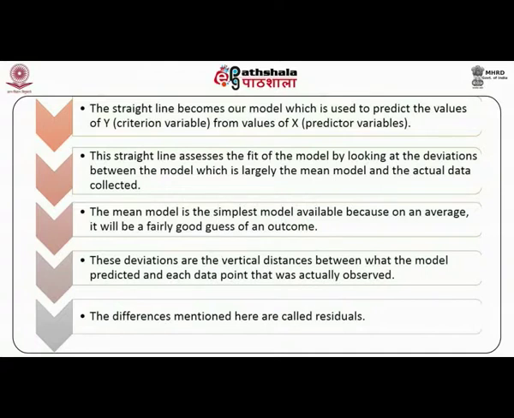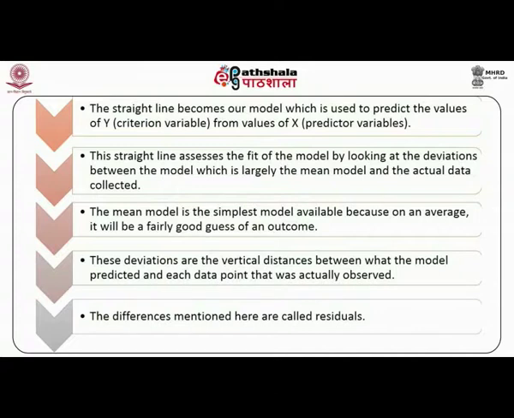In multiple regression, we have a number of x and we shall see them to be classified as x1, x2 and x3 also. This straight line assesses the fit of the model by looking at the deviations between the model, which is largely the mean model, and the actual data collected.